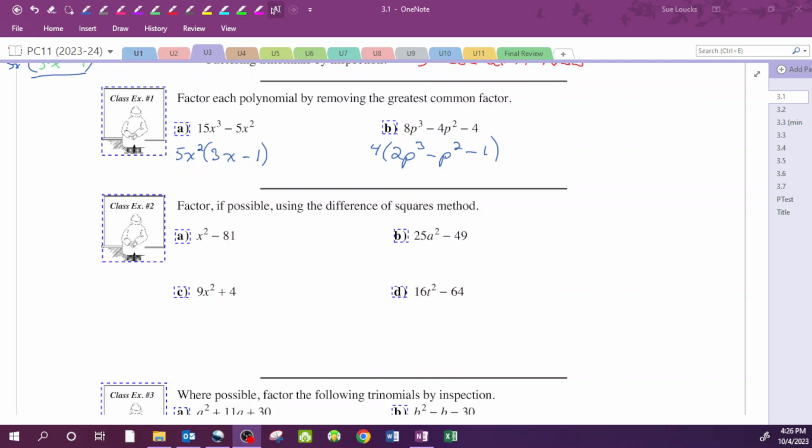Okay, now we're going to do the difference of squares method. So if you remember the difference of squares, if we have, for example, a plus b times a minus b, if I FOIL that out, I get a squared minus ab plus ab minus b squared. And the minus ab plus ab, that just equals 0, so I end up with a squared minus b squared. So what this means is that if I'm trying to factor something that is a perfect square minus another perfect square, it comes out looking like this.